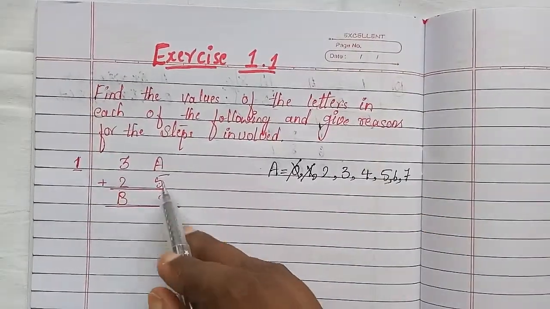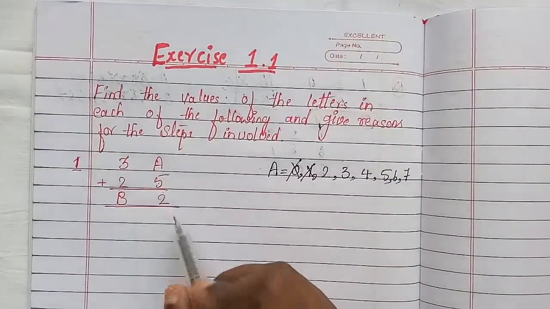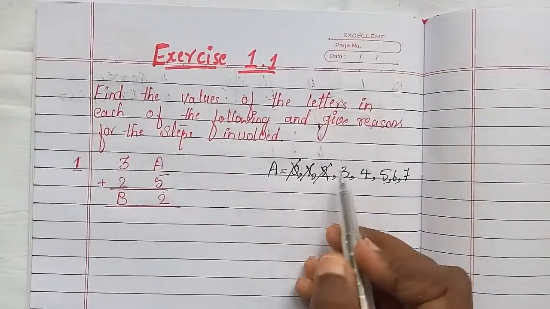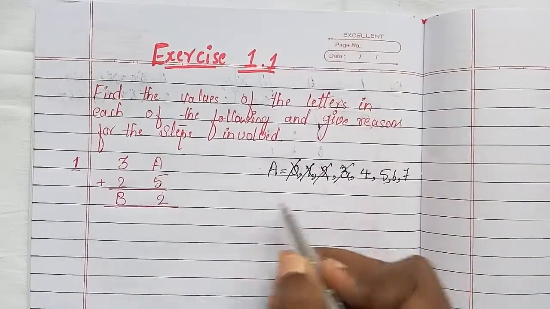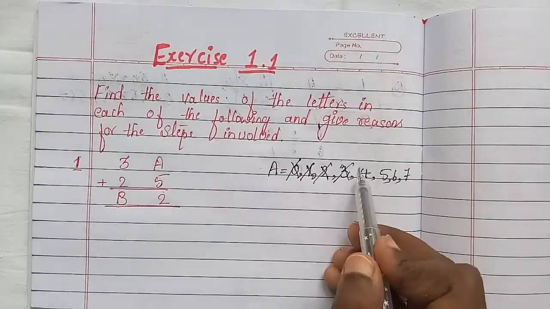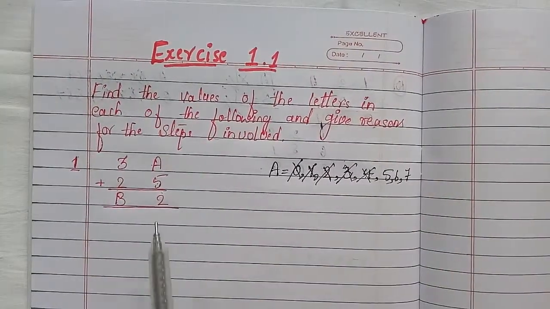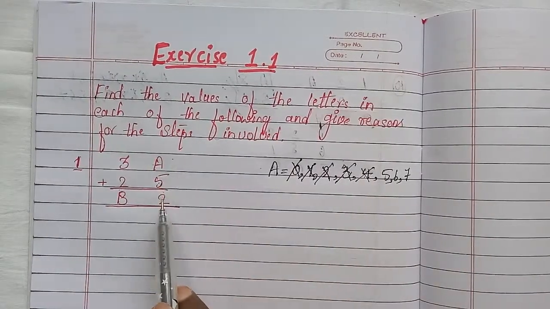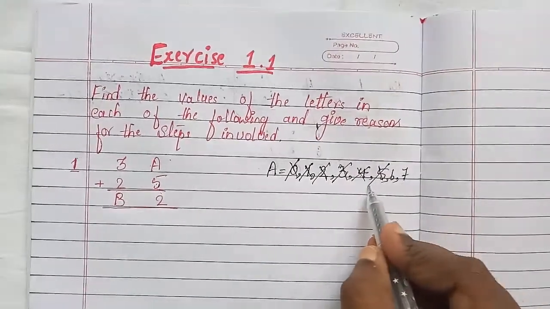I will take the value of a as 2. 5 plus 2 is 7. It is also invalid. 5 plus 3 is 8. This is also invalid. 5 plus 4 is 9. This is also invalid. I will take the value of a equal to 5. 5 plus 5 is 10. There is no 0. That's why it's also wrong.